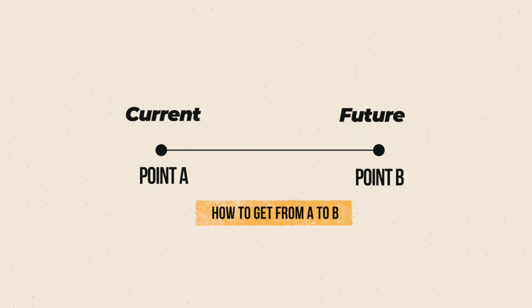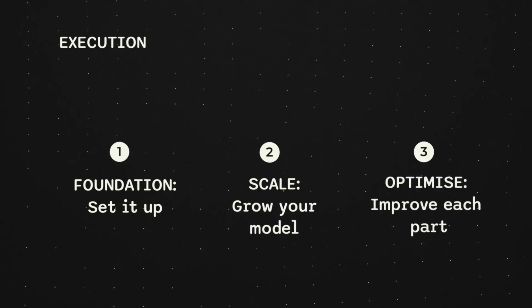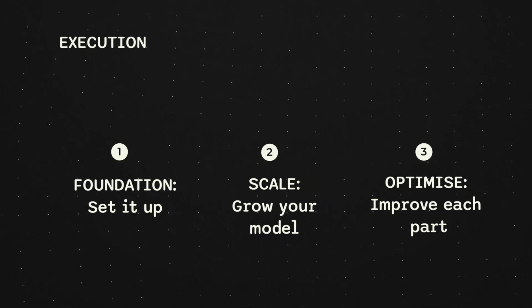There are many ways to do this, like a traditional roadmap or a Gantt chart, but a simple way is to show the progression using a 3-horizon model. An example of this could be Horizon 1, foundation, set it up. Horizon 2, scale, grow your model. Horizon 3, optimize, improve each part. Let's use this framework for our creator space example.